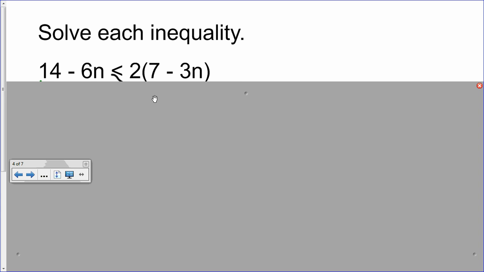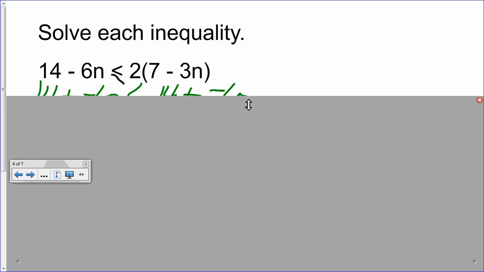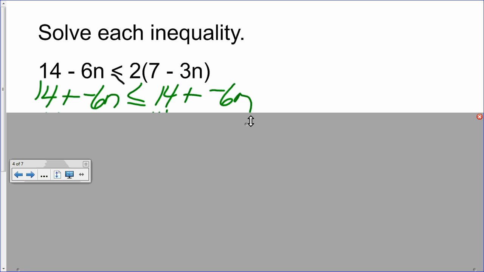Let's take a look at this one. 14 minus 6n is less than or equal to 2 times the quantity 7 minus 3n. First distribute, and we get 14, and I changed our subtraction sign to adding a negative, plus negative 6n is less than or equal to 14 plus negative 6n.